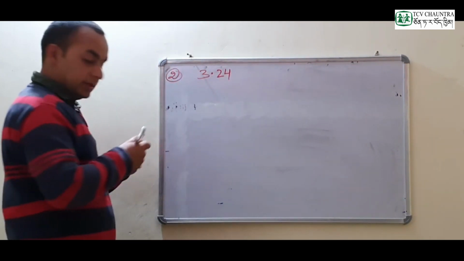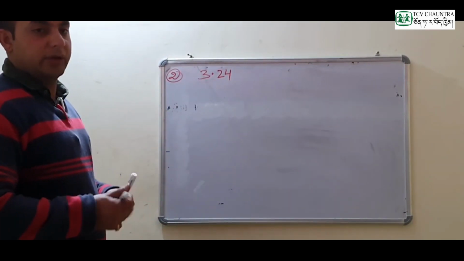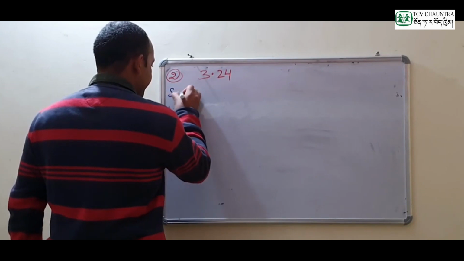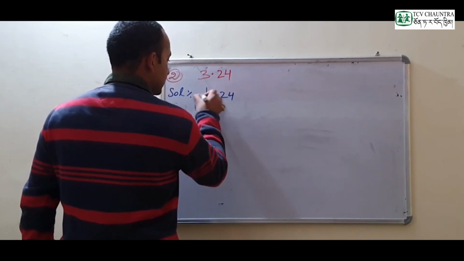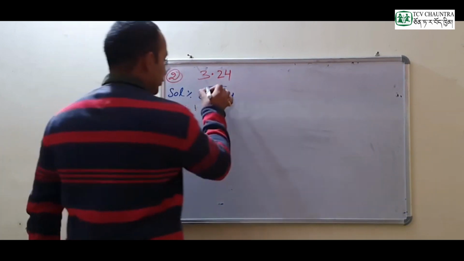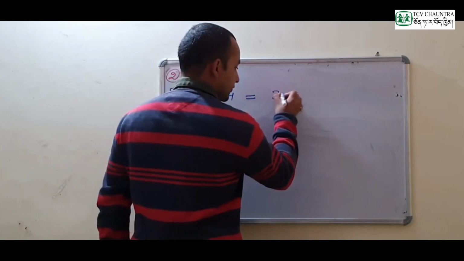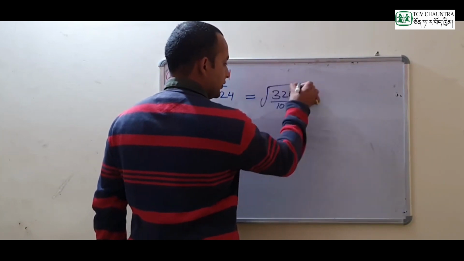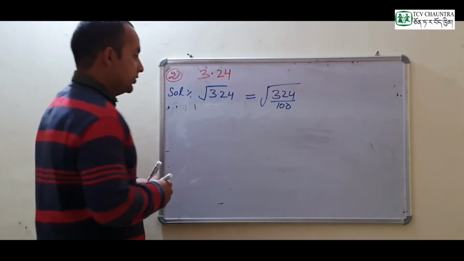Now you are going to check whether this decimal number is a perfect square or not with the help of prime factorization. Again, what you will do, square root of 3.24, you can remove the decimal and write 324 divided by 100 and use the radical sign.